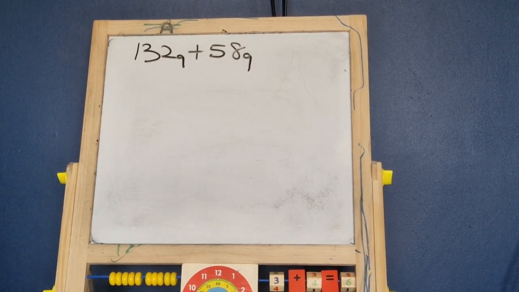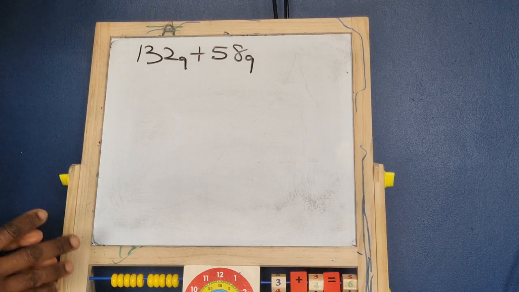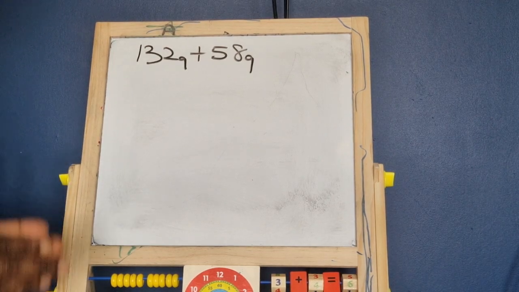Performing operations on numbers in other bases is the same thing as the way we perform operations on base 10. The only thing is that you have to be conscious of the fact that you are working in other bases.